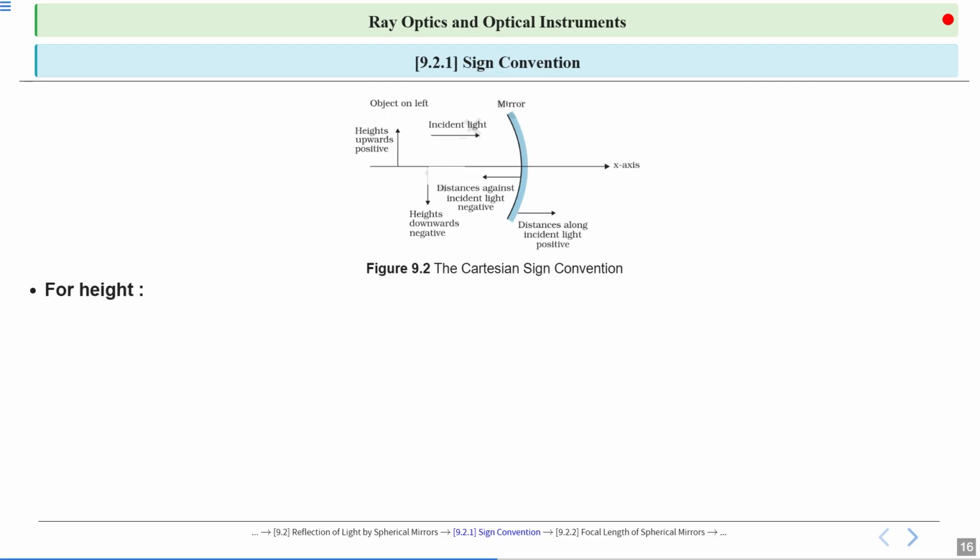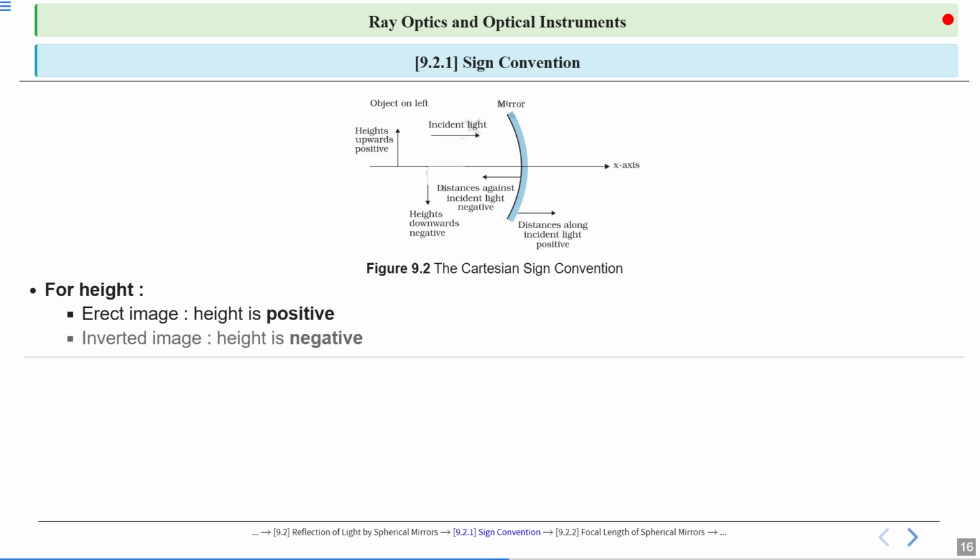For height, if the image is erect, it means it is above the principal axis, so height is taken as positive. If it is inverted, it is below the principal axis, like this, height downward. So it will be taken as negative, and height upward is taken as positive. Any image or object that is above the principal axis is called an erect image. Any image which is below the principal axis is called an inverted image.